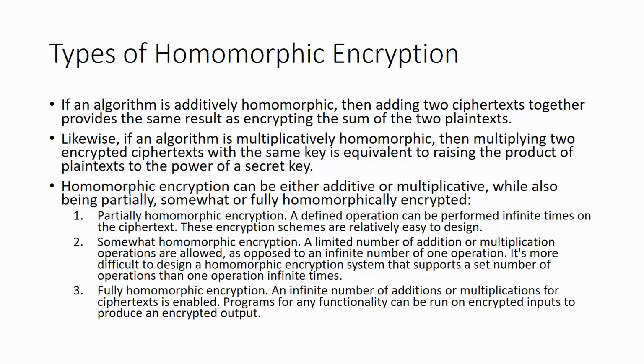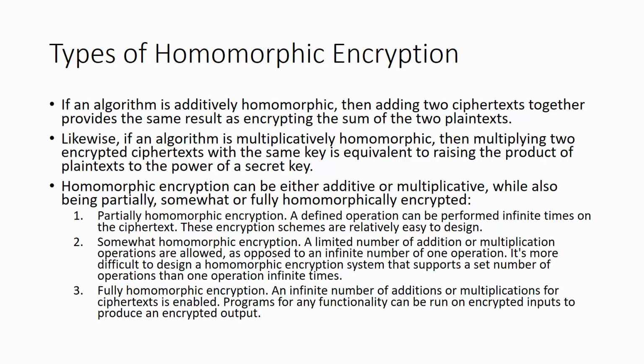Now, if an algorithm is additively homomorphic, then adding two encrypted numbers together provides the same result as encrypting the sum of the same two unencrypted numbers. Similarly, if an algorithm is multiplicatively homomorphic, then multiplying two encrypted numbers with the same key is equivalent to raising the product of plain text to the power of the secret key. This is slightly convoluted because there is a lot of mathematics involved. And by raising to a power, you can add the powers. So that's why, but never mind.